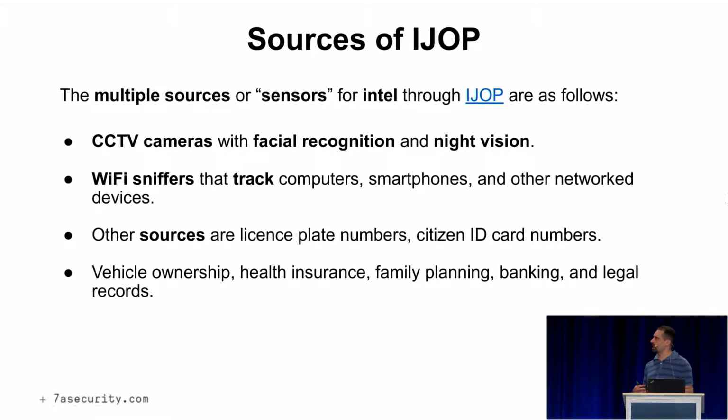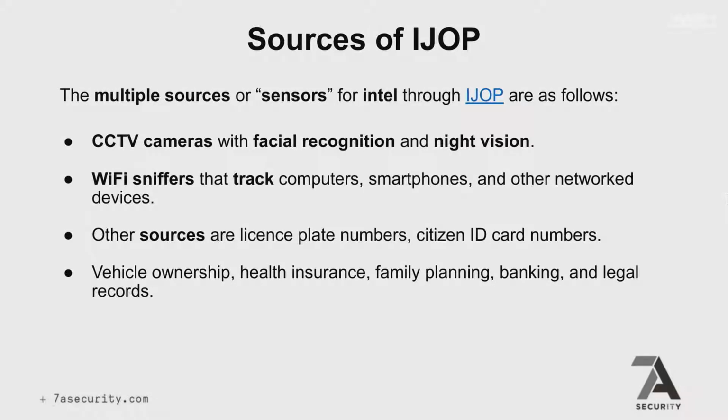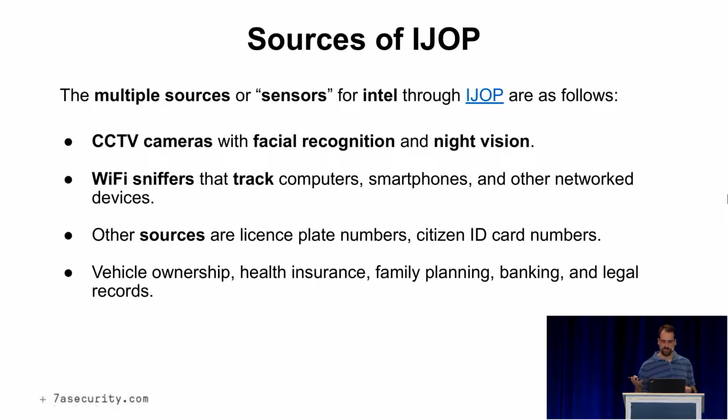So the app is just one of the parts of the system, right? We looked at the app itself, but there are also CCTV cameras with facial recognition. There are Wi-Fi sniffers that the human rights activist was talking about in the video. The Wi-Fi sniffers will probably be tracking the MAC address of the phone to correlate it with other data. And then they correlate all this with license plates, citizen ID card numbers. Then there's also car ownership, health insurance, all these things we found as well.